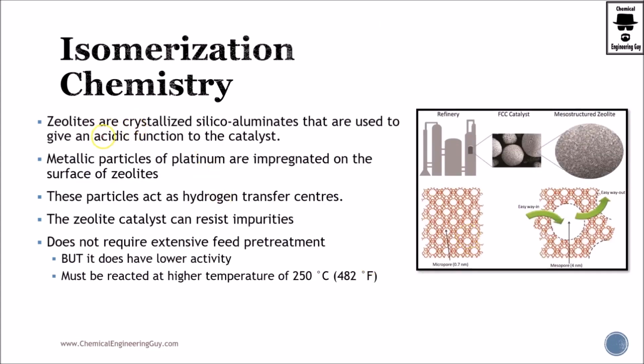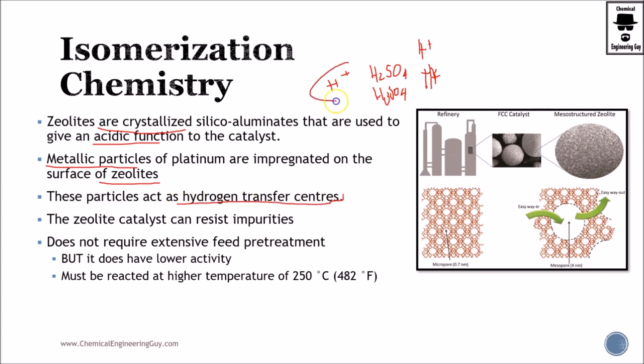Zeolites, on the other hand, are crystallized silicoaluminates that are used to give an acidic function as a catalyst. Remember before we have seen a lot of hydrogen sulfide or sulfuric acid, phosphoric acid interaction, even hydrofluoric acid, those are providing a proton, which is the acidic catalyst. Metallic particles of platinum are impregnated on the surface of zeolites. These particles act as hydrogen transfer centers.